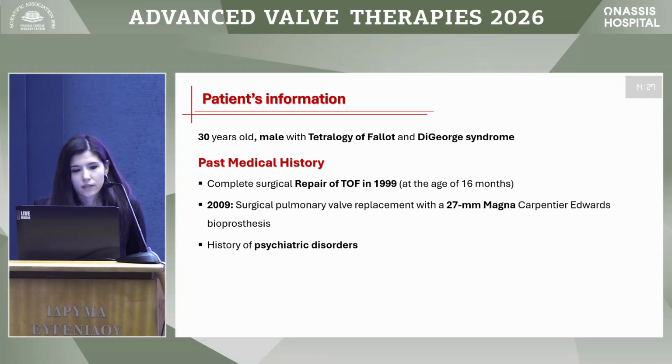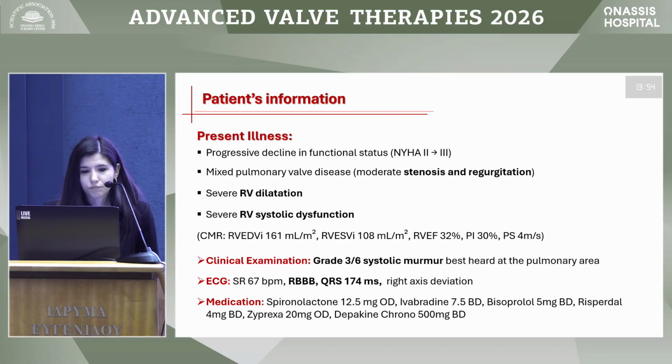So the first case, it's a male patient, 30 years old, with tetralogy of Fallot and DiGeorge syndrome, who had the complete surgical repair of TOF at the age of 16 months. And in 2009, he had a surgical pulmonary valve replacement with a 27 millimeter Magna Edwards bioprosthesis. He also has a history of psychiatric disorders.